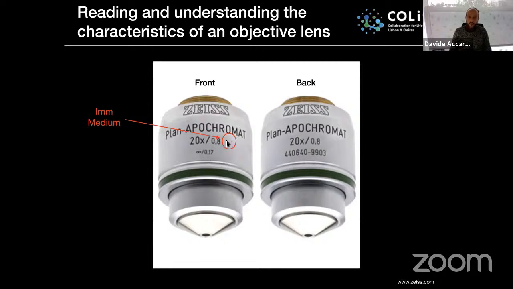So if this was a water lens, you would have found here W for water, or oil for oil, or immersion correction for a multi-immersion lens that can work with multiple immersion media, from water to silicon, from silicon to glycerol, and from glycerol to oil. Okay, so pay attention. This information is extremely important, because it's extremely important to match the refractive index between the immersion medium of the lens and the mounting medium of the sample. But this is another story.